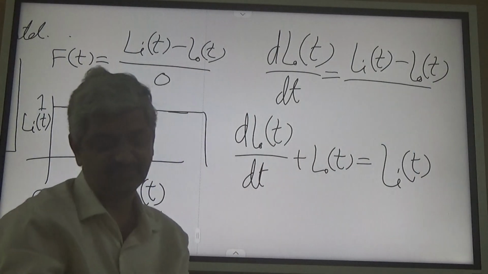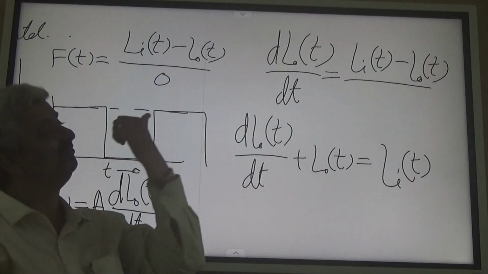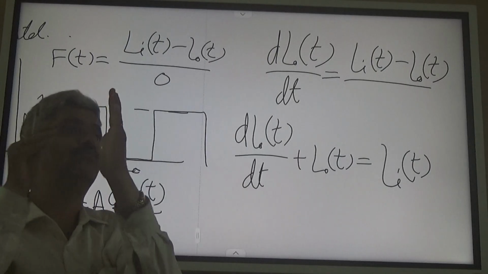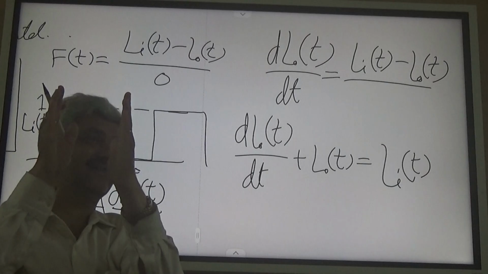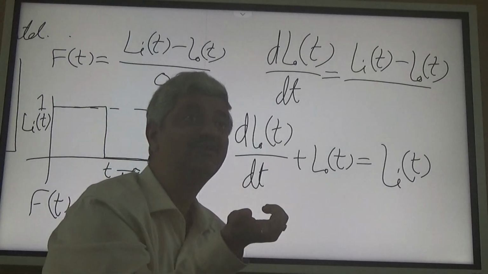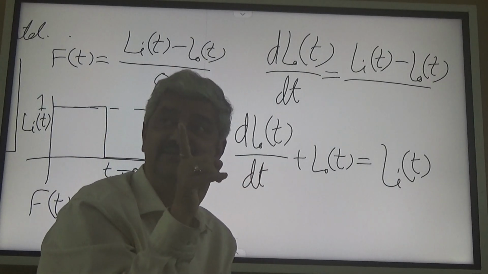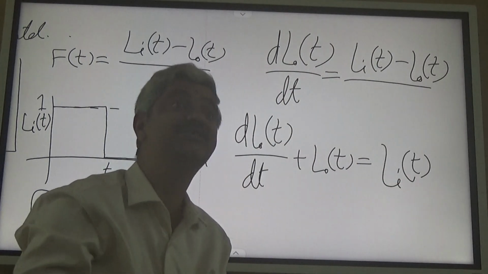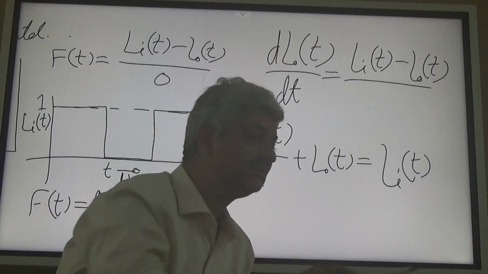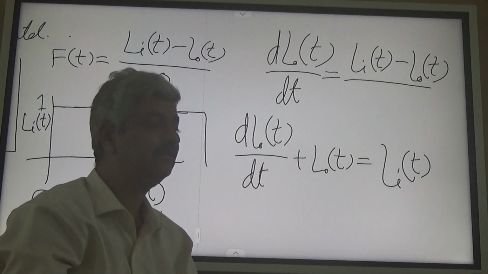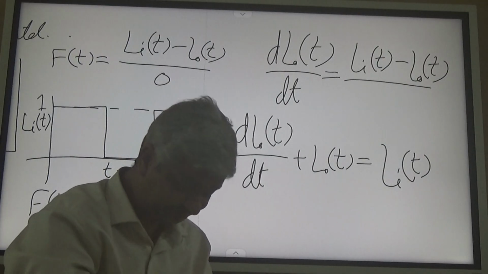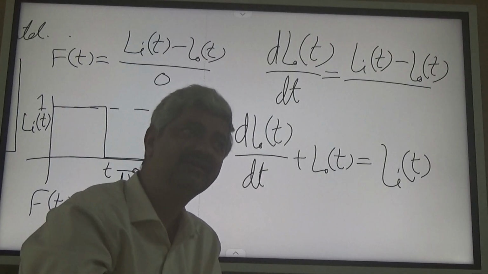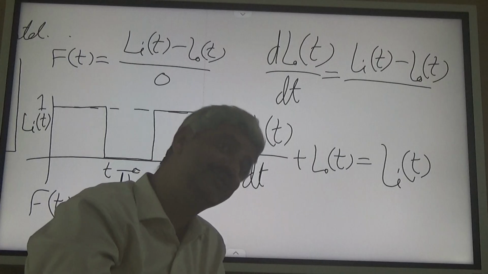Look here at the whiteboard. 1 for 8 seconds, 0 for 2 seconds. Are you getting me? Then again 1 for 8 seconds, 0 for 2 seconds. So the duty cycle will change. Then it need not be square, can it be a sinusoid?